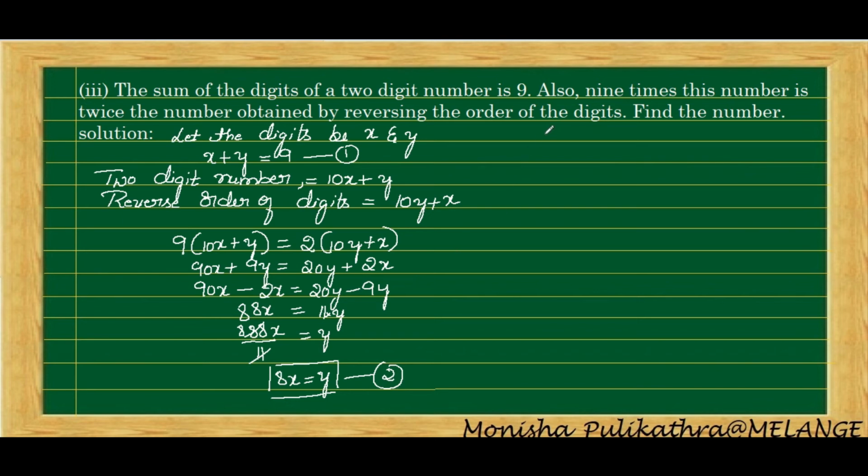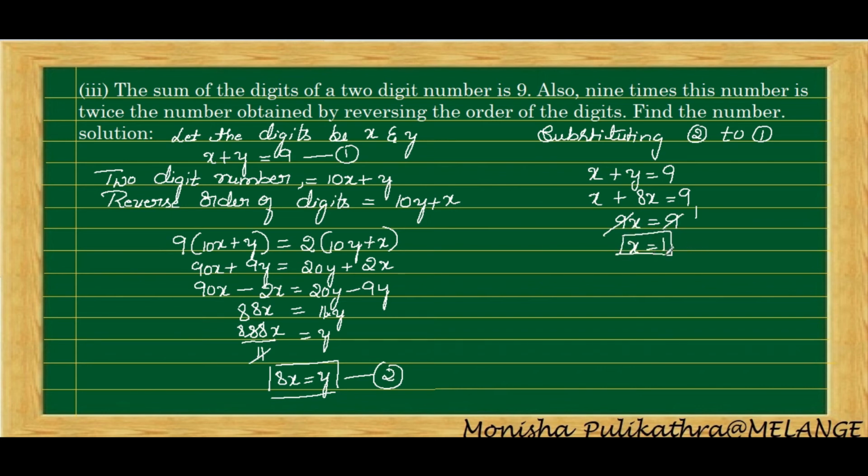So what we have to do? I am substituting equation 2 into equation 1. Equation 1 is x plus y is equal to 9. Since y is 8x, instead of y I can write 8x. So 8x plus x is 9x is equal to 9. 9 ones are 9, so x is equal to 1. The value of x is 1.